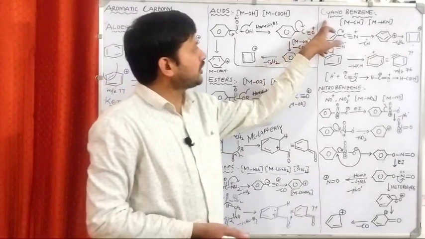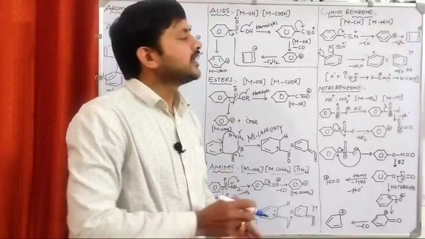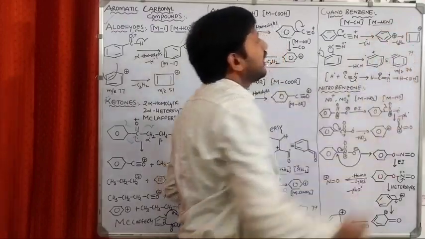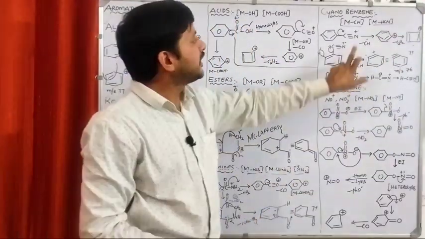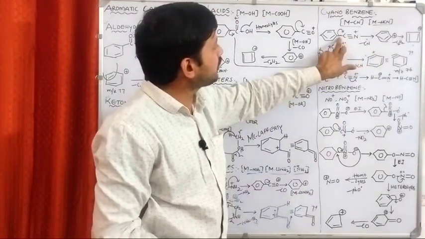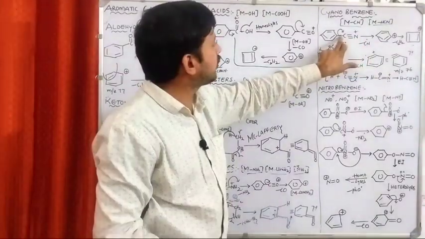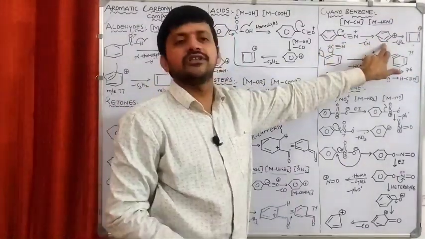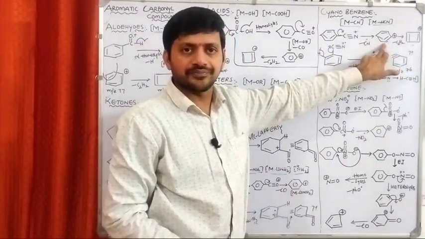The next type is what? Aromatic nitriles. In case of aromatic nitriles, what are we observing? M minus CN and M minus HCN. See this one? In case of nitrile, this is the formation of the molecular ion. So simply what we are doing is heterolytic cleavage. Heterolytic cleavage removes the CN radical and we get the positively charged phenyl cation.